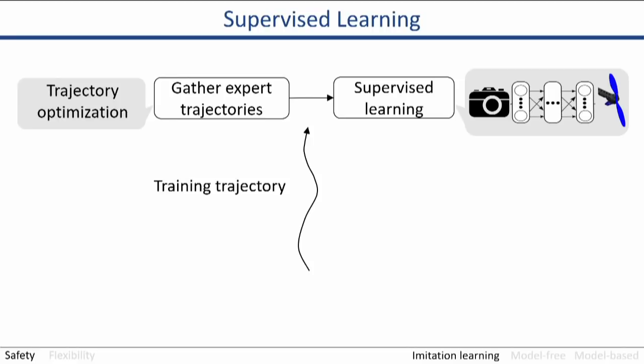And this works okay, but there's a problem, which you should know about: if our training trajectory is like this, and we actually run our learned policy, it's very likely to diverge. So why does it diverge?